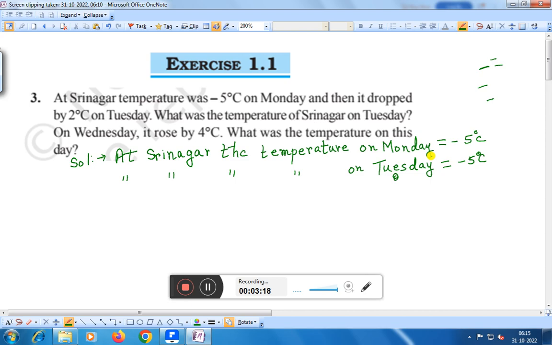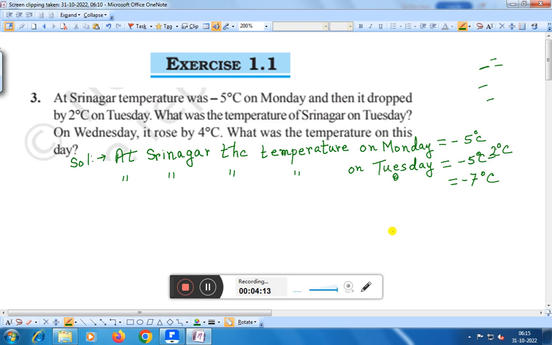Minus 5 degrees centigrade. And it dropped by 2 degrees centigrade. That is, dropped means minus 2, right? That is minus 2 degrees centigrade. That is minus 5 minus 2 degrees centigrade, and that is equal to minus 7 degrees centigrade, right? Therefore, the temperature on Tuesday was minus 7 degrees centigrade.